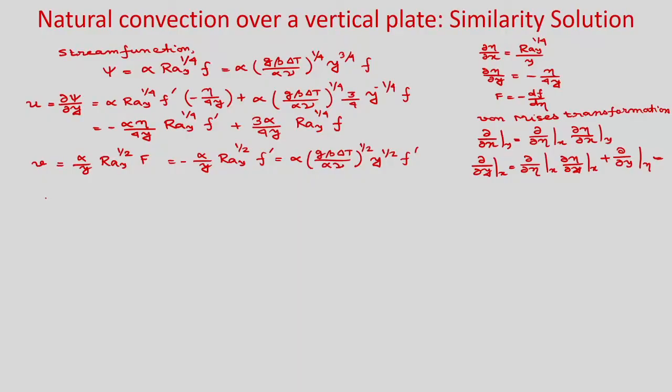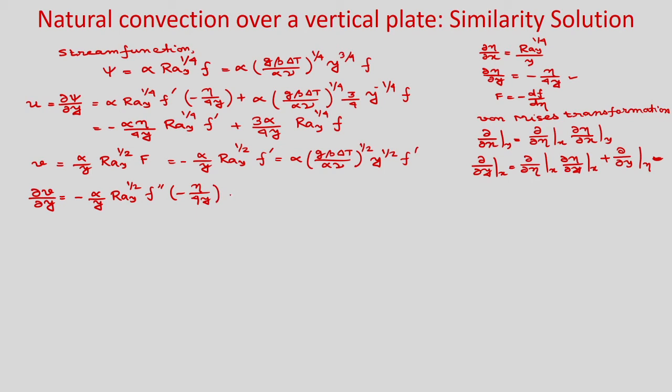Now, you can see in the momentum equation we have the velocity gradient del v by del x, del v by del y, and del 2 v by del x square. So, let us find these from this expression. If you use del v by del y, again this von Mises transformation we will use. So, it will be del v by del eta, that means minus alpha by y Rayleigh number to the power half f double prime, and del eta by del y, that is your minus eta by 4 y. So, here we have written.